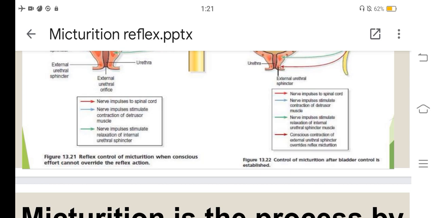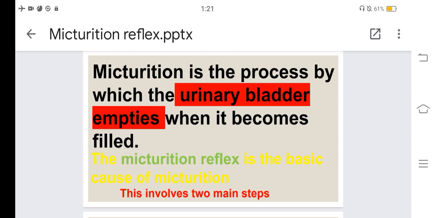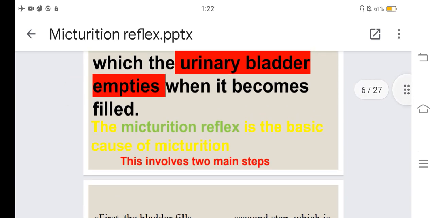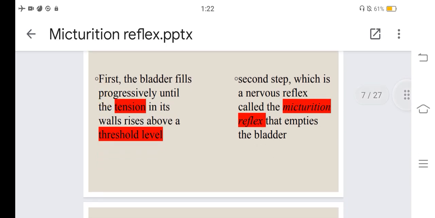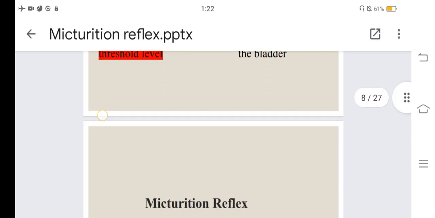So micturition is the process by which the urinary bladder empties when it becomes filled. The micturition reflex is the basic cause of micturition. This involves two main steps. First, the bladder fills progressively until the tension in its walls rises above a threshold level. Then the second step is a nervous reflex called the micturition reflex, that empties the bladder.